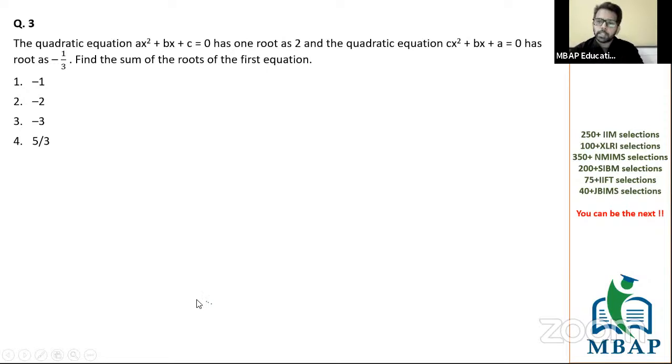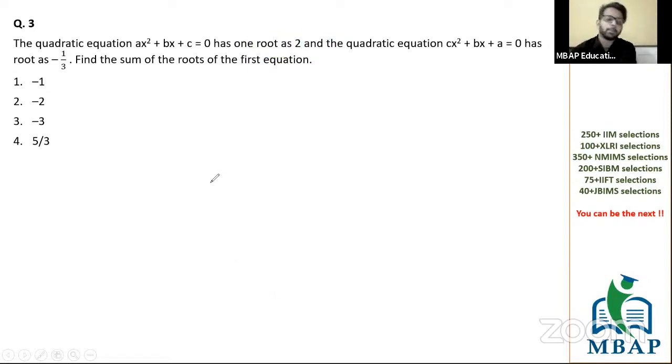The next question, which you can see, is of quadratic equation. If you read the question, you'll get a sense that it is not going to be a difficult question. The quadratic equation ax squared plus bx plus c has one root 2, and the quadratic equation where the coefficients have been interchanged, cx squared plus bx plus a equal to 0, has a root of minus 1 by 3. The question is, find the sum of the roots. Sum of the roots is minus b by a. Or possibly, if one root has been found, the second root has to be found, is what the question is all about. Clear?